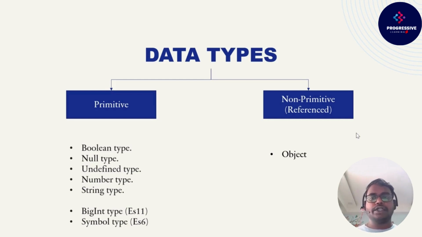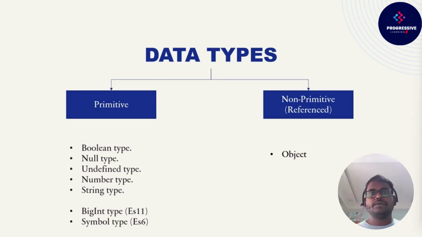For now, we will concentrate more on the above data types. In the non-primitive data types, we have one data type called object. So with this data types concept, you can attempt any kind of question. Let's go through some examples.